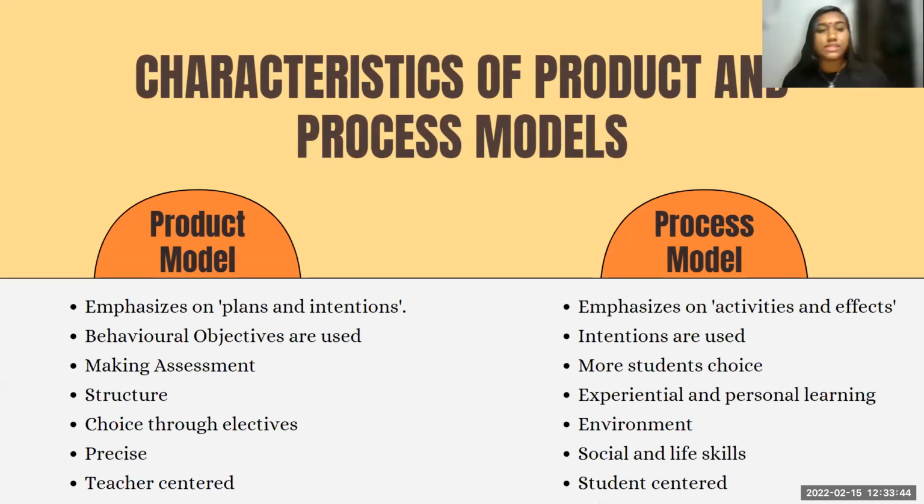For the characteristics of the product model and process model, we need to keep in mind two things. The product model is teacher-centered, and the process model is student-centered. I'll give an example later on. First, the product model emphasizes the plans and intentions of the educators for the students, and behavioral objectives are used.